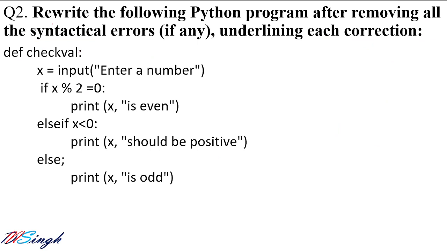Next question we see: rewrite the following Python program after removing all the syntactical errors, if any, and underline each correction. In the same way, we are going to scan it line by line. If you see the first line itself, in the function declaration, each function should have parentheses, but after the function name you do not have the parentheses. So this is our first error.